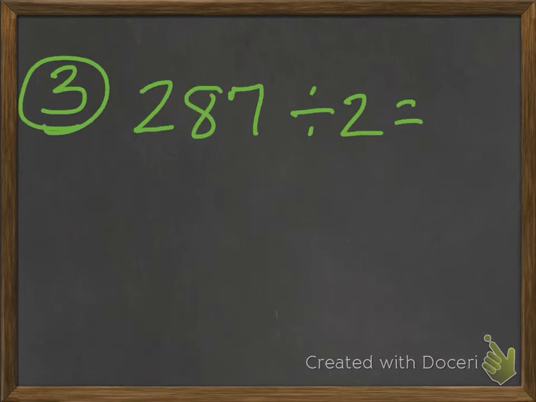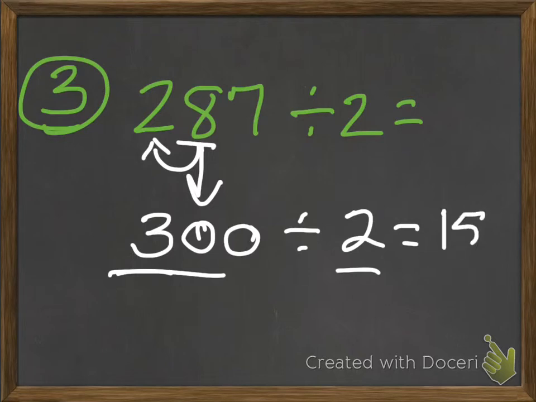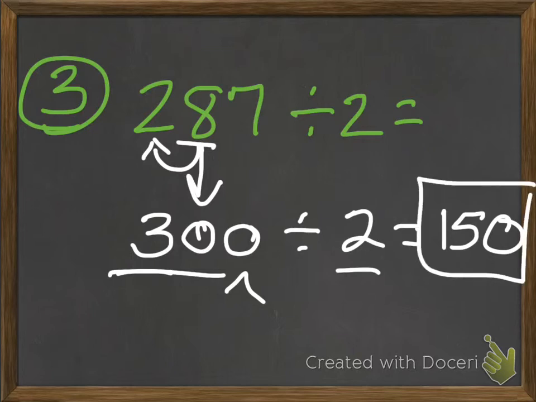Okay? Number 3. 287 divided by 2. I'm going to go ahead and round 287 to 300. I can do that because that bossy 8 tells the 2 to go up, and then do that divided by 2. Now, I'm not sure about 3 divided by 2, but I know 30 divided by 2 is 15. Then I tack on a 0, and I get 150. So about 150 is my answer.